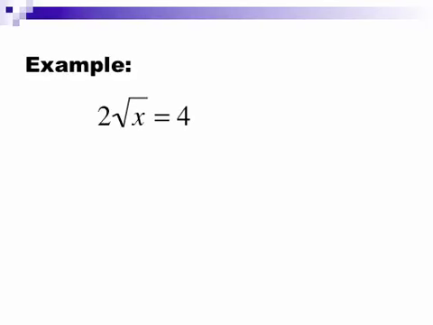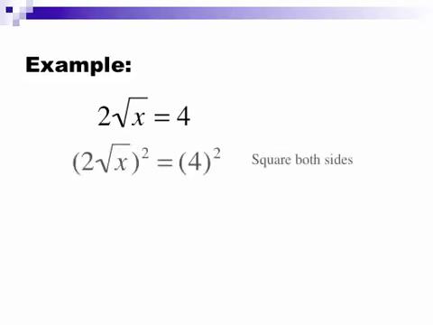Here's an example. If I have this equation, 2 times the square root of x equals 4, I'd like to find out what values of x make this expression true. So I can square both sides of this expression. And on the right, I'll have 4 squared, that's 16. On the left, I'm going to need to use the properties that we've learned in Chapter 8 and the beginning of Chapter 11.